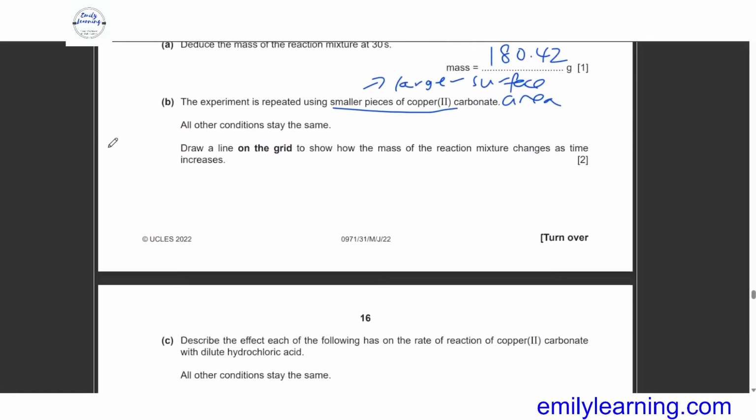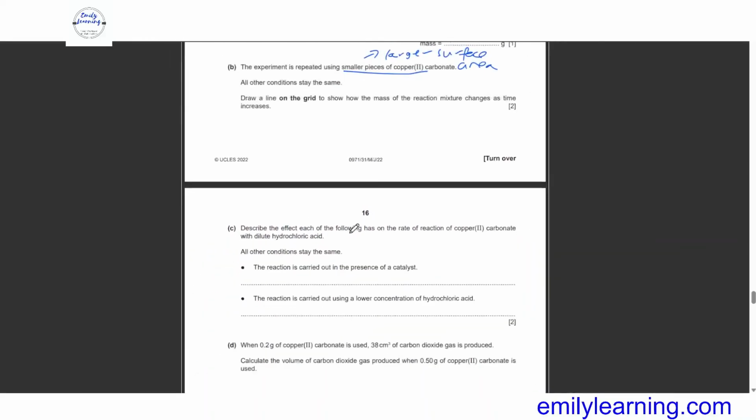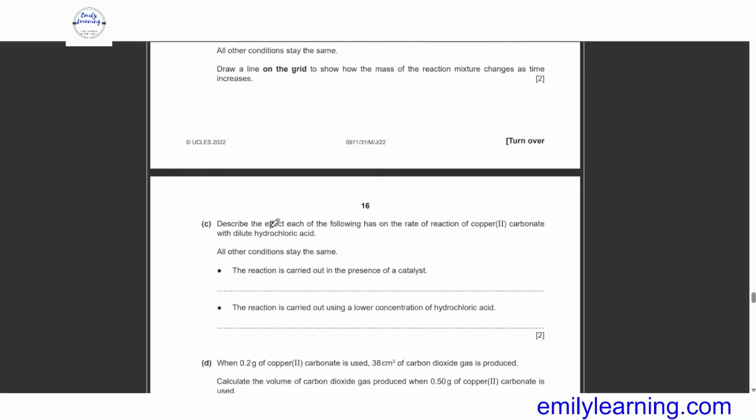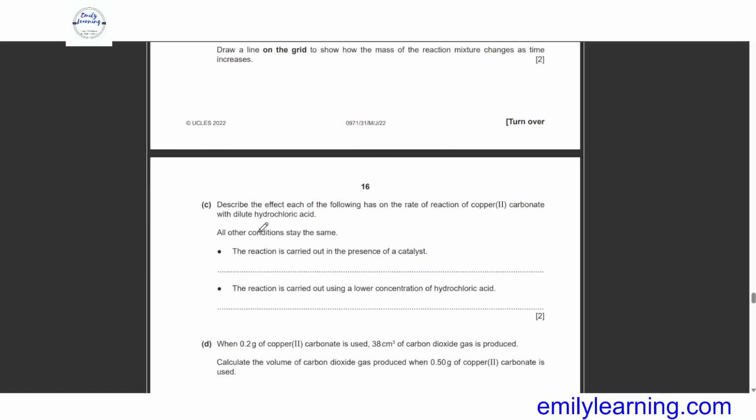Moving on. Describe the effect of each of the following on the rate of reaction of copper 2 carbonate with dilute hydrochloric acid. All other conditions stay the same. The reaction is carried out in the presence of a catalyst. Now if you have a catalyst, that means the rate will increase. So you can write that the initial gradient is steeper because the rate has increased.